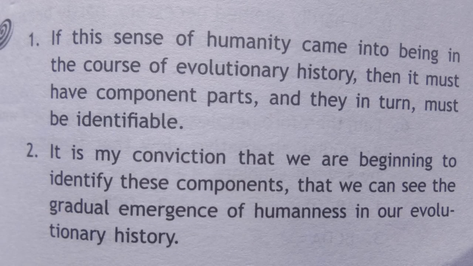Statement first: If this sense of humanity came into being in the course of evolutionary history, then it must have component parts, and they in turn must be identifiable. Statement second: It is my conviction that we are beginning to identify these components, that we can see the gradual emergence of humanness in our evolutionary history. If we see the first part, it is talking about component parts, and in the second statement, it is talking about beginning to identify these components. That means the second statement refers to the first statement.